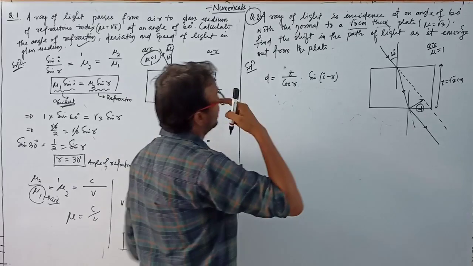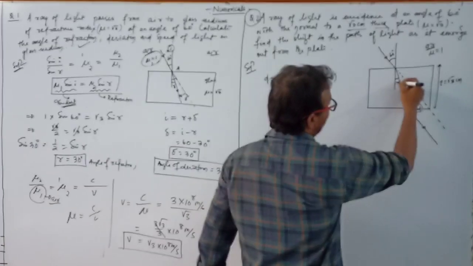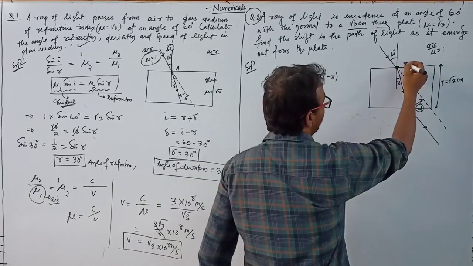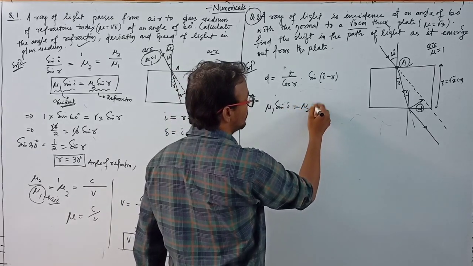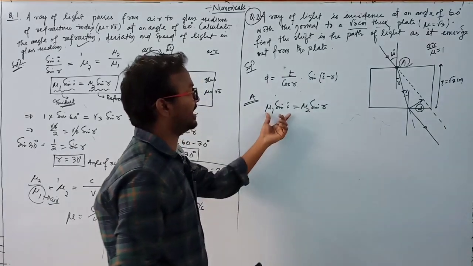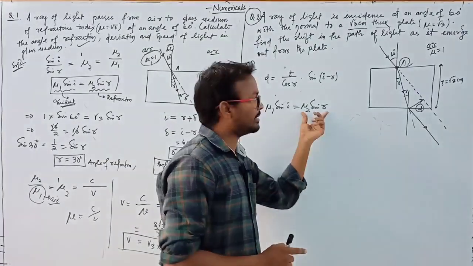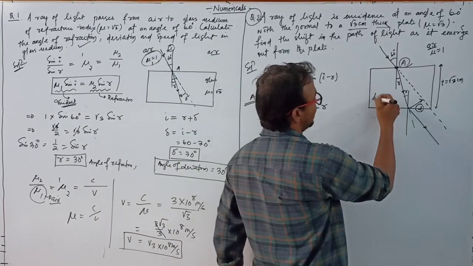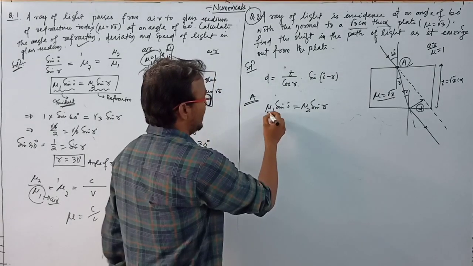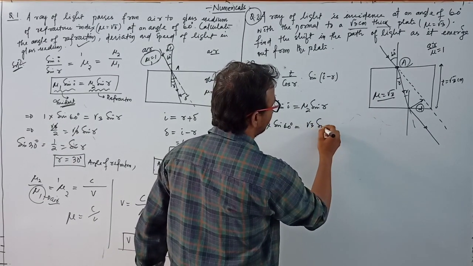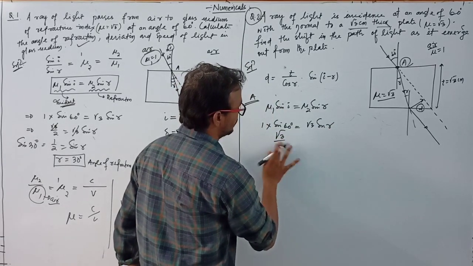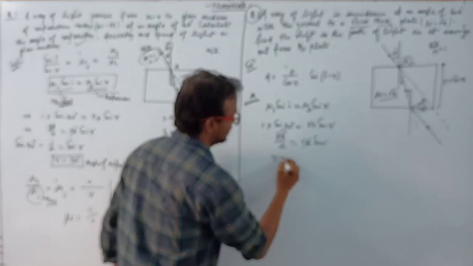This is the formula for lateral shift. Here we have to find the lateral shift, and there is a relation with r, the angle of refraction. So first we have to find the angle of refraction at this point, suppose point A. At point A, we use Snell's law: mu1 sin i equals mu2 sin r. The incident ray travels in the first medium, the refracted ray in the second medium, whose refractive index is given as √3. Using mu1 equal to 1, 1 into sin 60 equals √3 sin r. The value of sin 60 is √3 by 2, which equals √3 sin r. √3 cancels, so r equals 30 degrees. This is the angle of refraction.